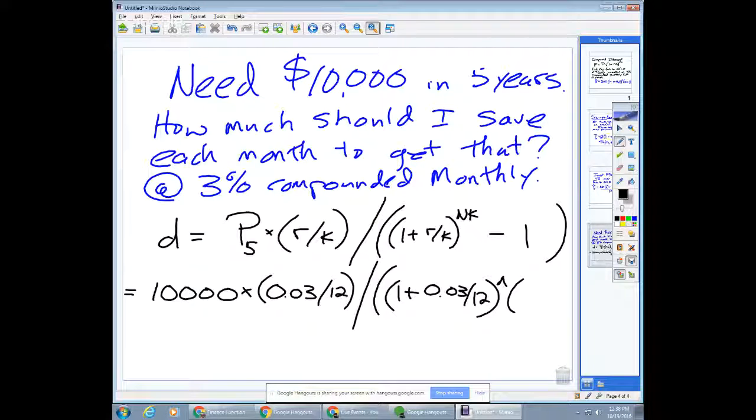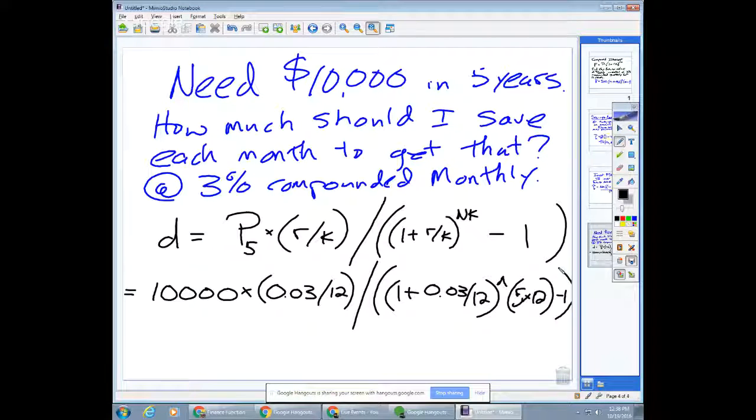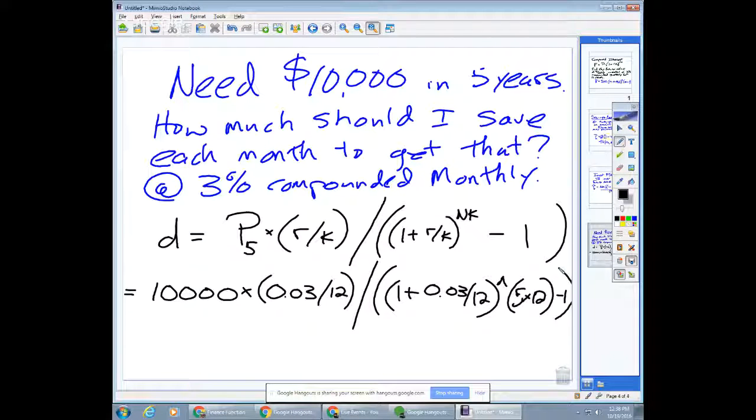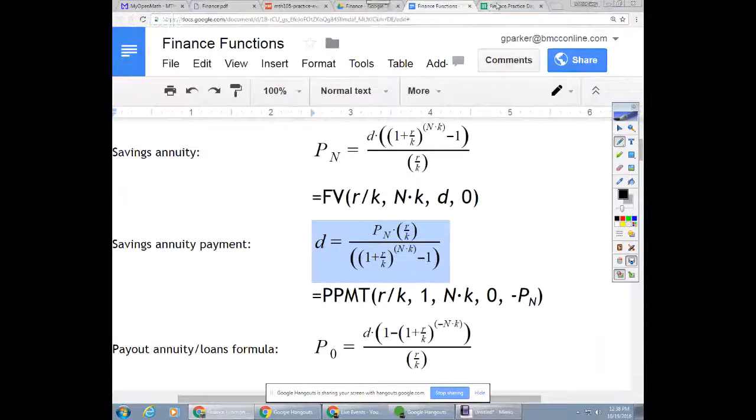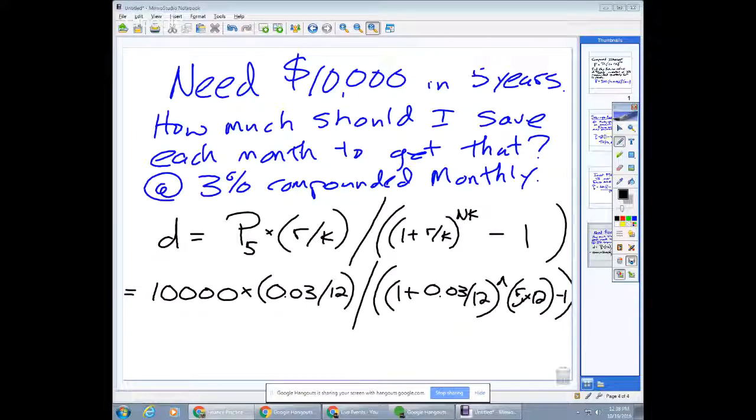All right, to the power, let's see, where am I? 5 times 12. And then minus 1 and close the parentheses. So whip out your calculator, see if you can get a number there. I'm going to do it off to the side of my screen, and hopefully we're going to match. You want to reproduce that calculation on your calculator.